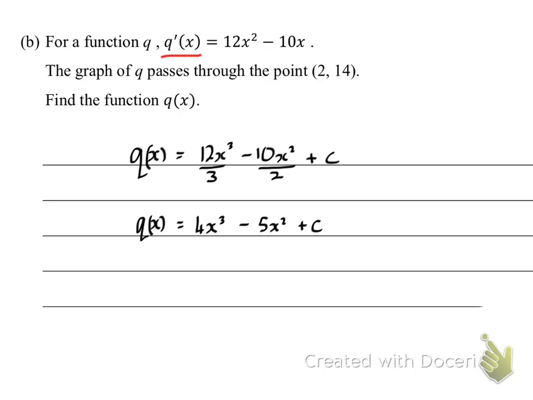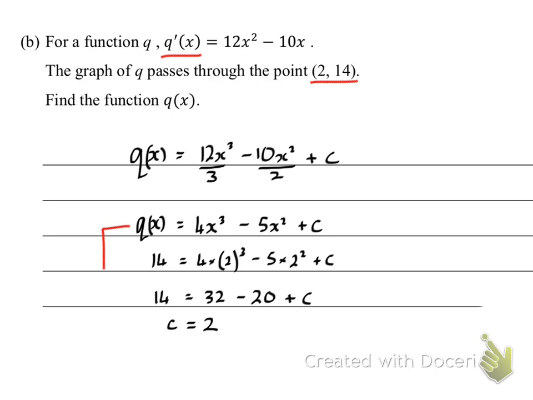Now it passes through the point (2, 14), so we can work out what C is by calculating and using the (2, 14). C is 2. Don't forget to finish it off by rewriting your equation with the 2 instead of the C.